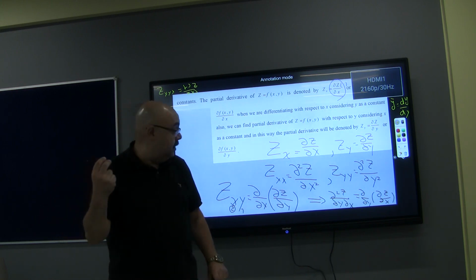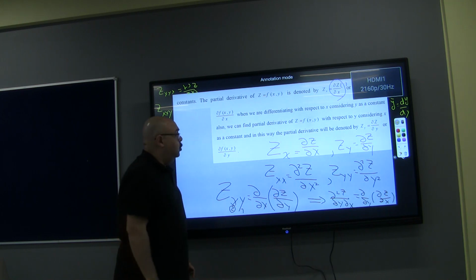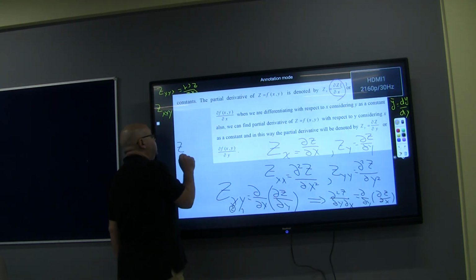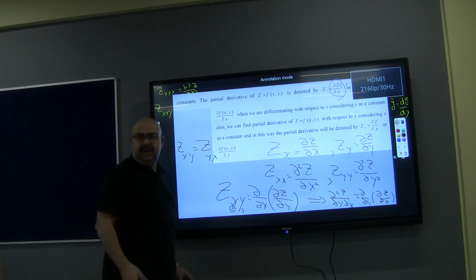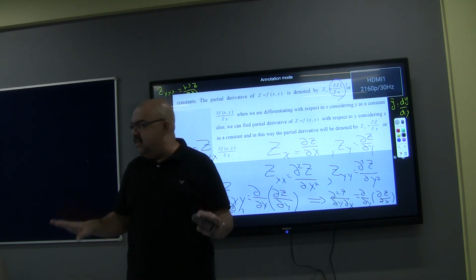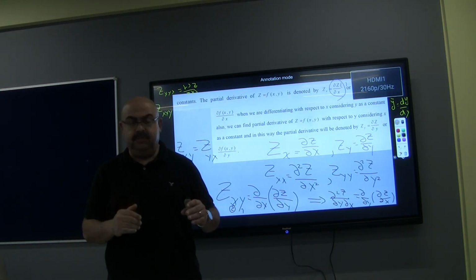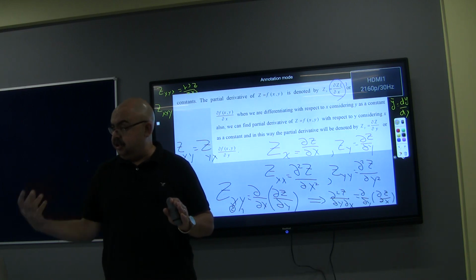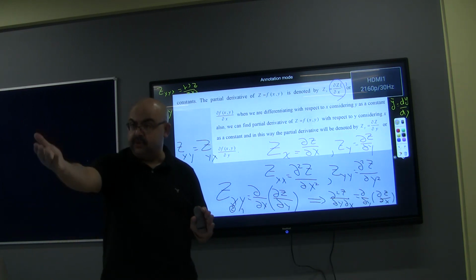Okay? In most cases, you will find that zxy will equal zyx. In most cases, you will find the mixed derivative is the same. Differentiating z with respect to x, then with respect to y, will be exactly the same as differentiating y first, then differentiating with respect to x.